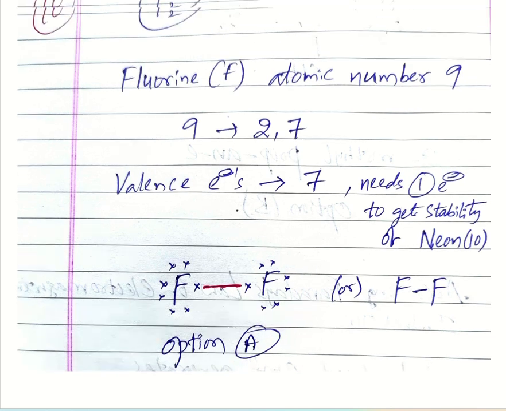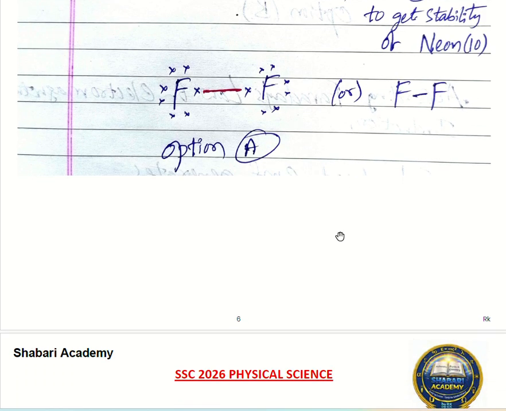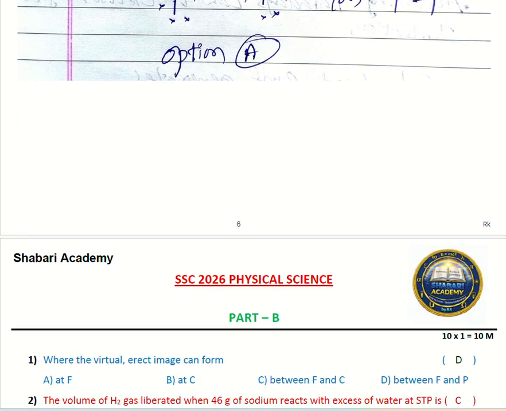So here he is asking about the F2 molecule. So we can take the 2 fluorine atoms only. The dots indicate the Lewis dot structure of a fluorine atom, 7. This is also 7. Each one will be shared. It is a covalent bond, F hyphen F, that means F single bond F. So therefore the option is A. I hope you understood all the explanation.